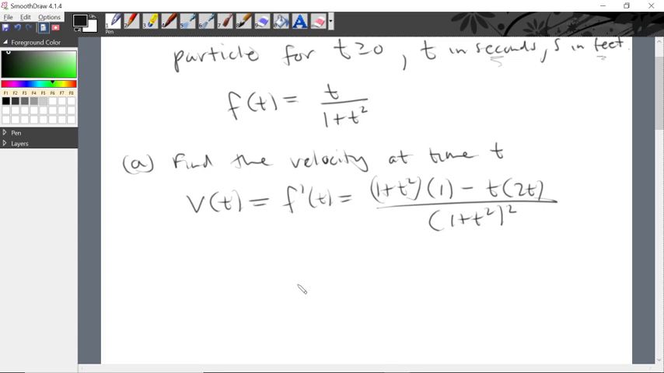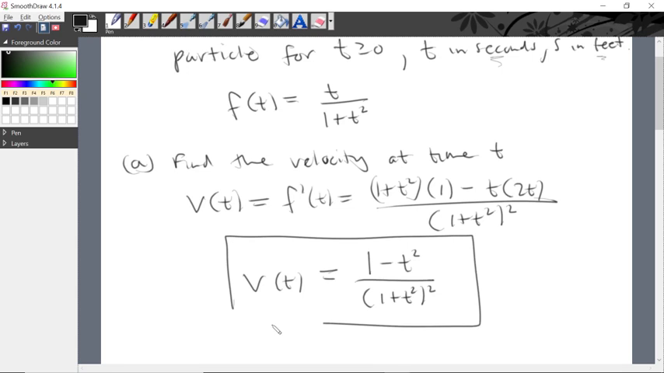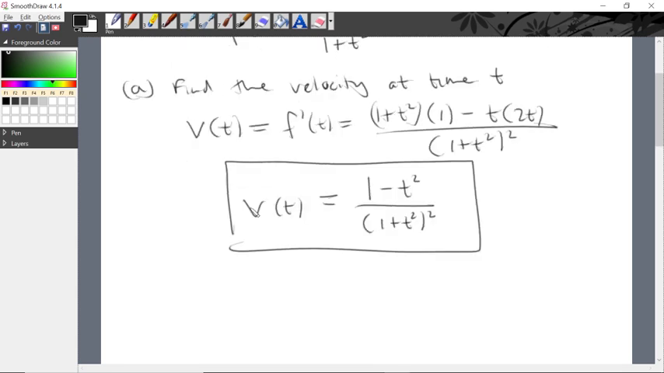Because we're going to be doing lots of things with this, I think it might be helpful to simplify this. So let's see what we can do. 1 plus t squared minus 2t squared would be 1 minus t squared. And then that's over 1 plus t squared quantity squared. So there's our velocity function of time t, for t greater than or equal to 0.